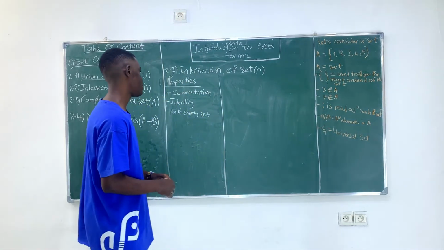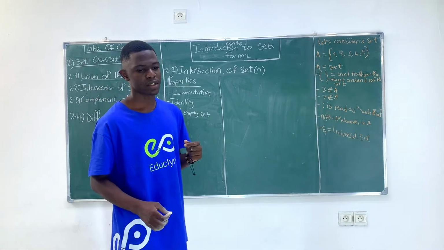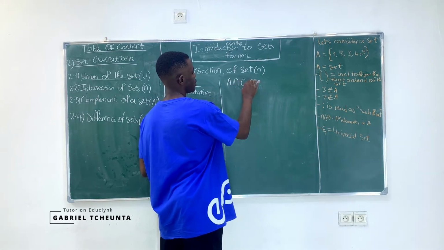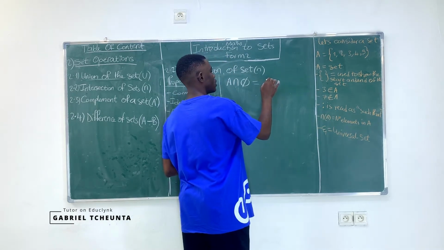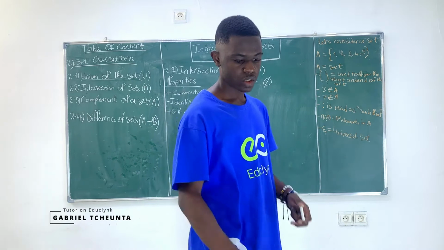So with an empty set, this is what the property said. The property says A intersection the empty set is equal to the empty set. So let's try proving that.